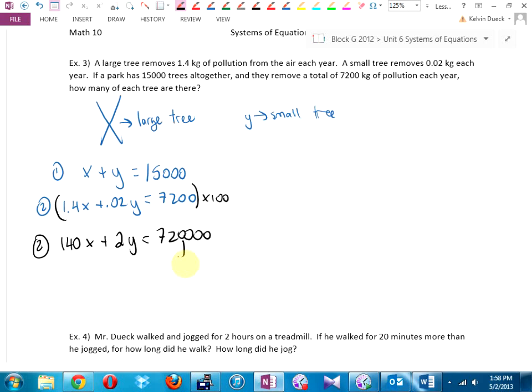You want to clear decimals? Multiply everything by a 1 with the number of decimal points you need to get rid of. So 2 decimal places in the second number, 100, 2 zeros. That's equation number 2.